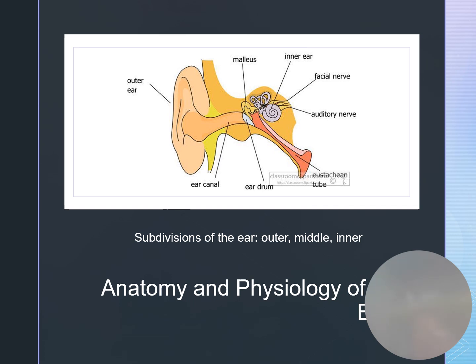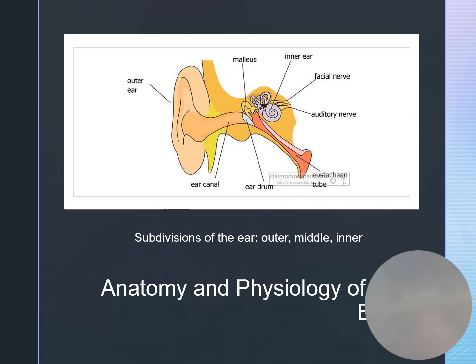The outer ear consists of the auricle, and the middle ear transmits and amplifies sounds, that is conductive hearing. This consists of the pinna, the external acoustic meatus, and the tympanic membrane. The middle ear contains the eustachian tubes, the malleus, the incus, and the stapes.